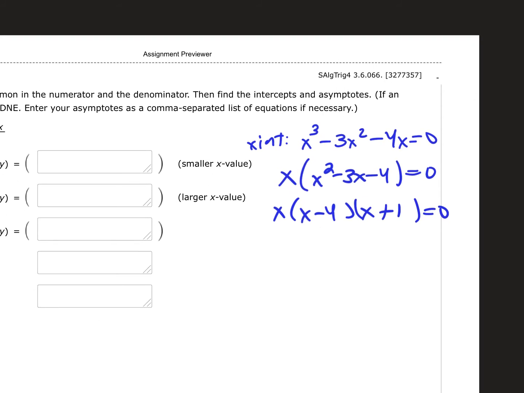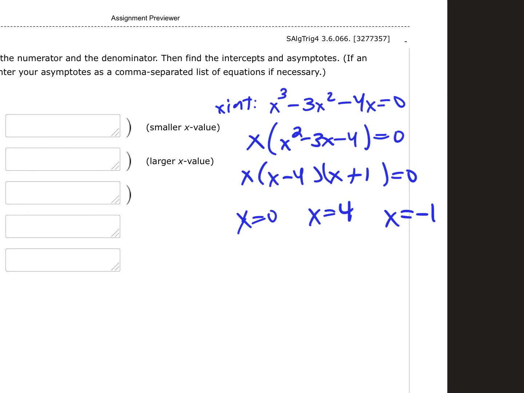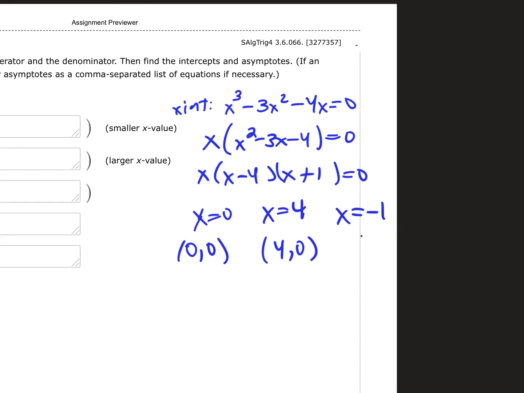So how many intercepts do I have here? 3. x equals 0, x equals 4, and x equals negative 1. If I just took a number out and set that equal to 0, like 3 equals 0, it doesn't count. But if you take out a letter with it, you will have an extra answer. So my first intercept is at 0, 0. My second one is at 4, 0. And my third one is at negative 1, 0. Totally fine.